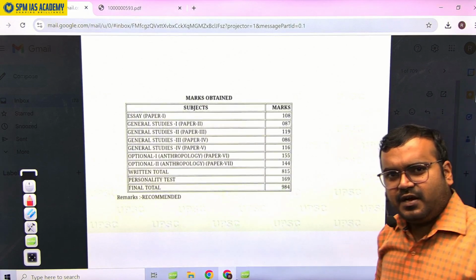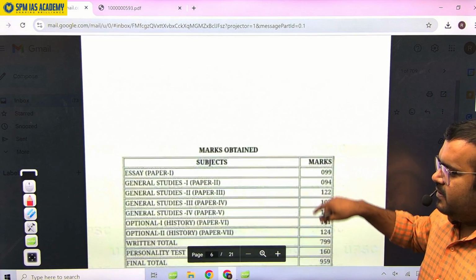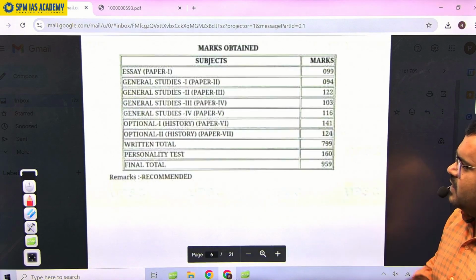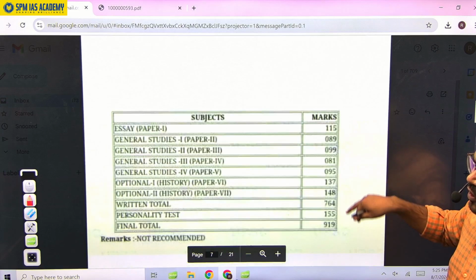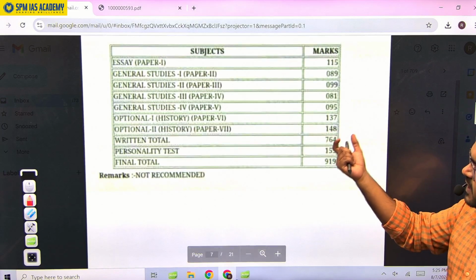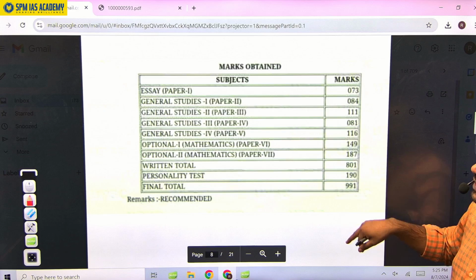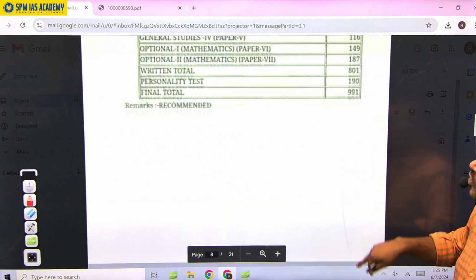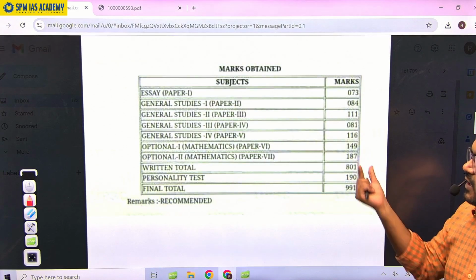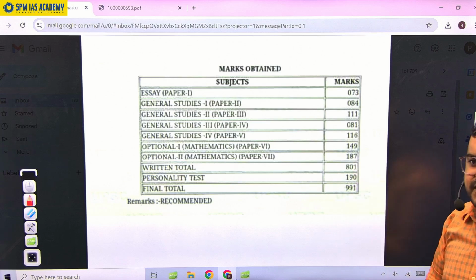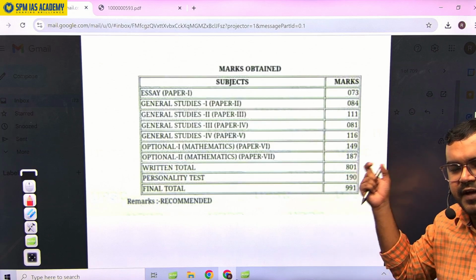Again, anthropology 155, 144, right? History for that matter 141, 124. So see, all the different optionals have performed well. 137, 148, right? Similarly, mathematics, we have seen that earlier also. In case of mathematics, you will be surprised to see people are even scoring 187 in their optional paper 2, and 149 in optional paper 1. That means the optional is a very crucial decider.